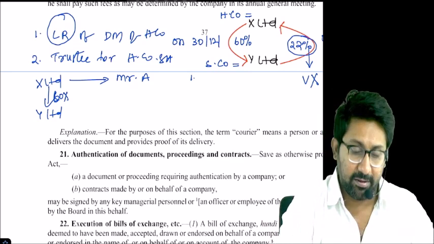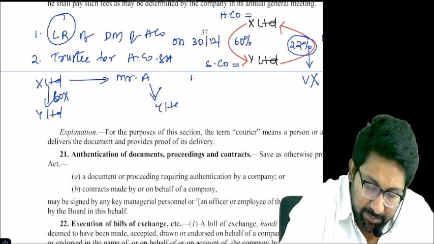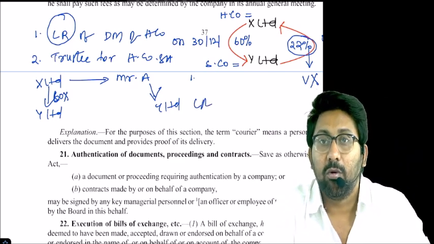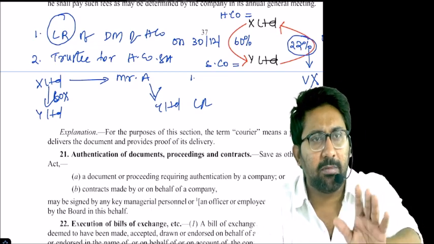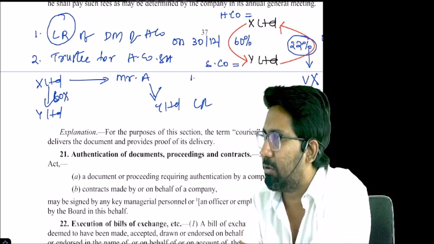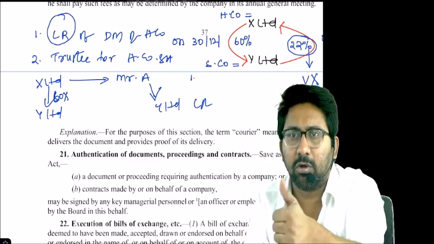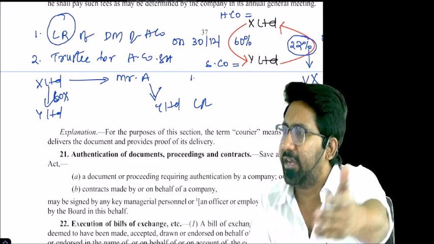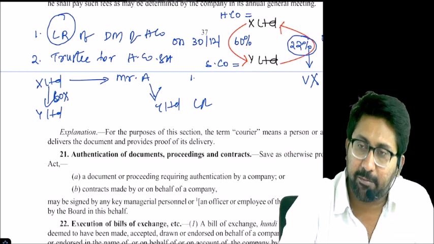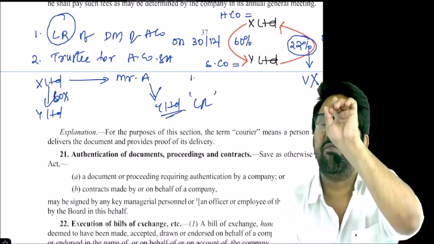Now listen carefully. This Mr. A kept Y Limited as legal representative. Anyone can be a legal representative. You need not be an individual. If children are not there, what will they do? Some entities or some persons will be the legal representative. Am I clear? So they kept Y Limited as the legal representative. Now everyone understood the point?